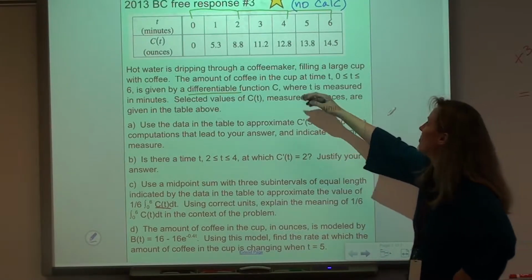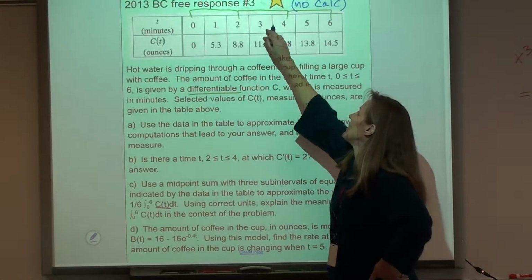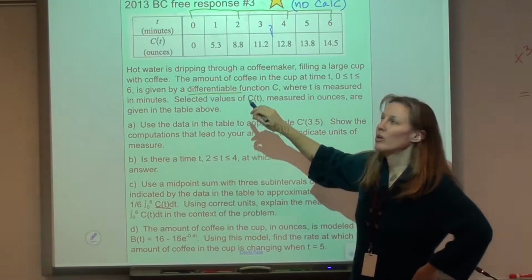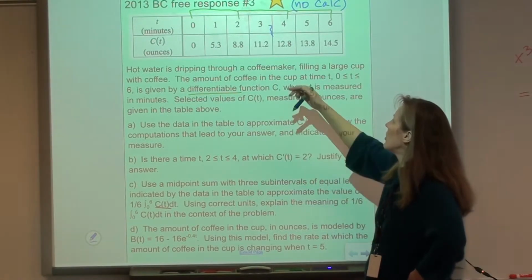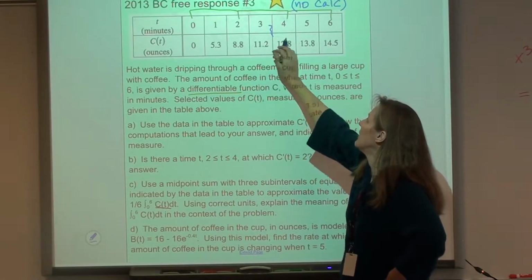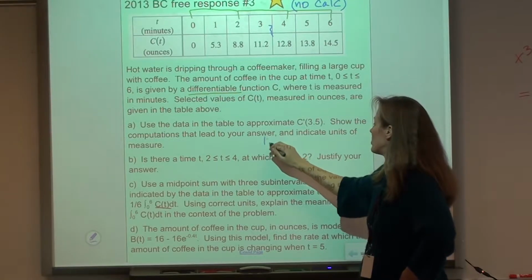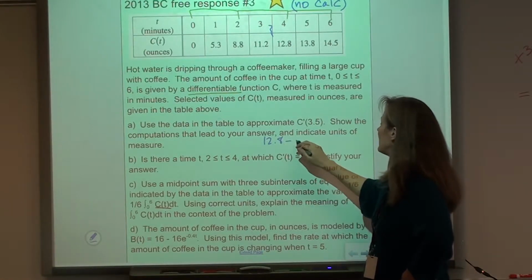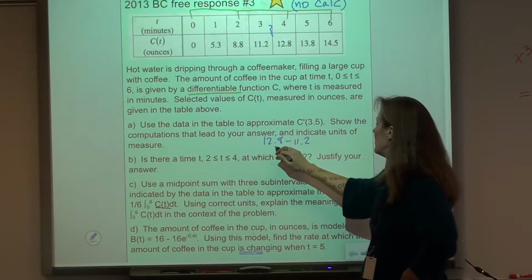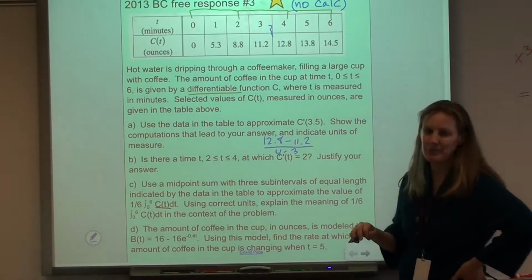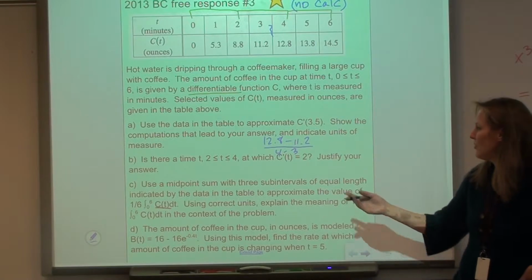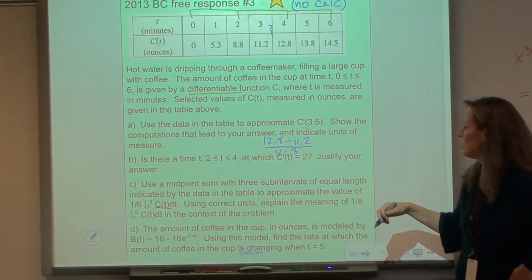So C prime of 3.5. 3.5 falls in here, right? So when you're doing approximations of a derivative, you go up one, down one, and do slope. So it'd be 12.8 minus 11.2 over 4 minus 3. Right? And then if you do that, you get 1.6.